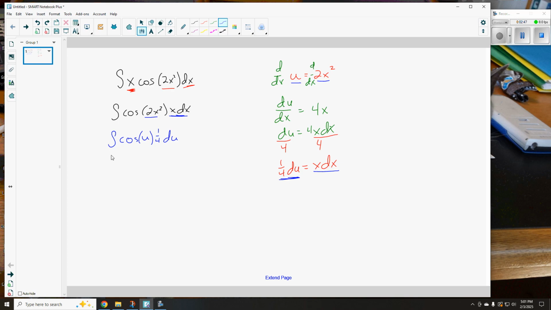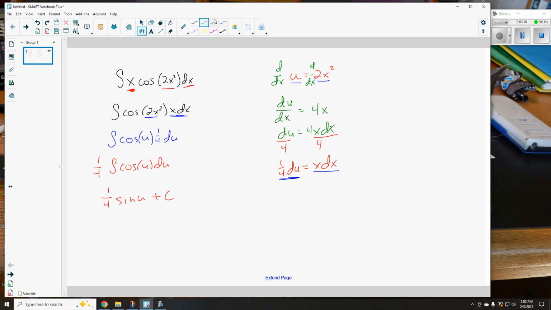Well, I can take my 1/4 and pull it through the integral. So I have 1/4 the integral of cosine u du. And I know that the antiderivative of cosine is sine. So this is equal to 1/4 sine u plus c. See, once I do the indefinite integral, I get rid of the integral sign, and I just have the antiderivative. So it's 1/4 sine u plus c.